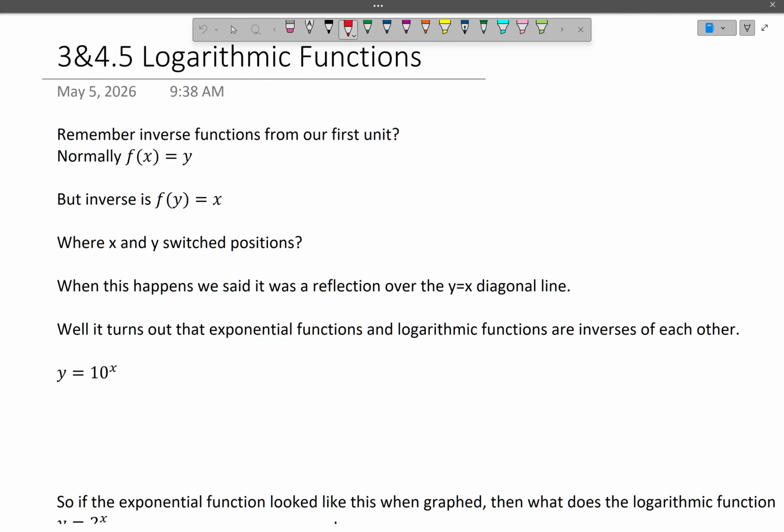Hello and welcome to my video from chapter 3 and 4, lesson 5. This is called logarithmic functions. So we're looking at graphs of logarithms.